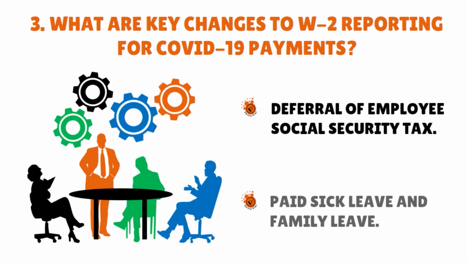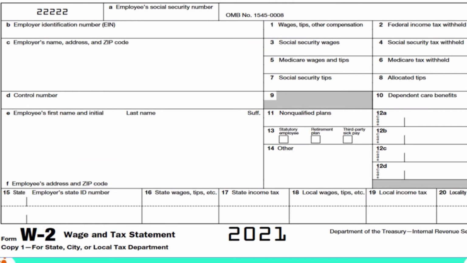Let me get into a little more detail here. First, deferral of employee Social Security tax. This happens because an executive action in August 2020 allowed employees to defer their Social Security tax withholding between September 1st and December 31st, 2020. You must include any wages for which you deferred this tax withholding in Box 3, Social Security wages, and/or Box 7, Social Security tips. But do not include this amount in Box 4, Social Security tax withheld, if you defer the withholding.